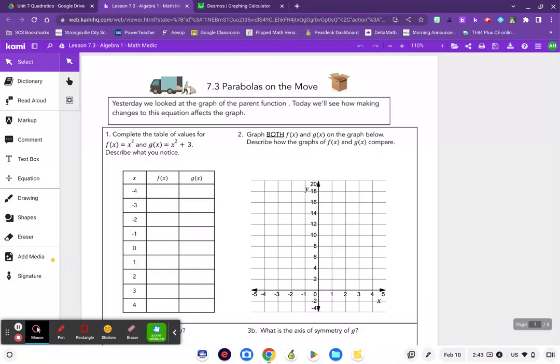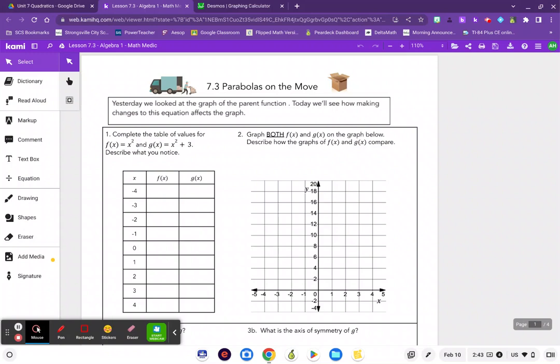So in the previous lesson, we had worked through the graph of the parent function, y equals x squared. It is the parent function for quadratics. It is the most basic function. And so today what we're going to do is look at what happens when we start adding or subtracting numbers to and from that parent function of f of x equals x squared.